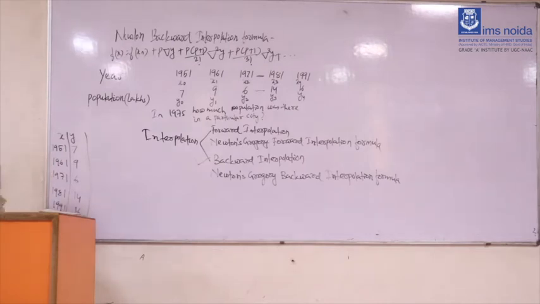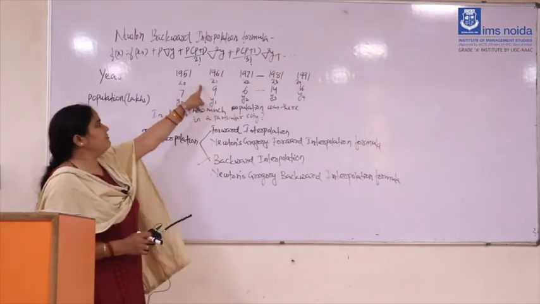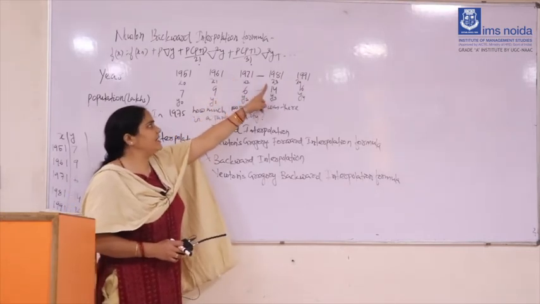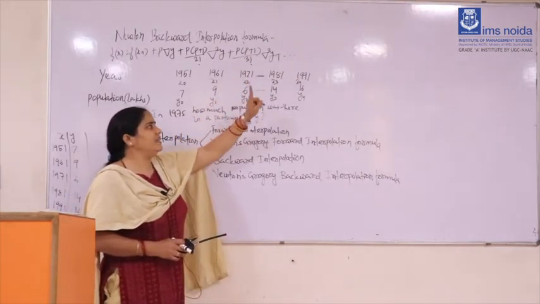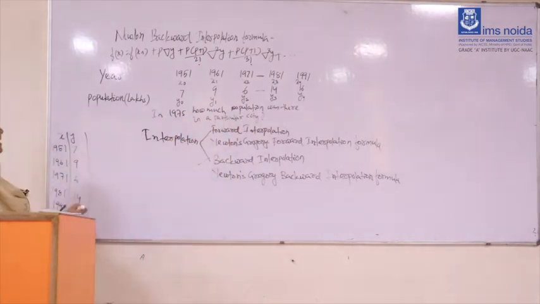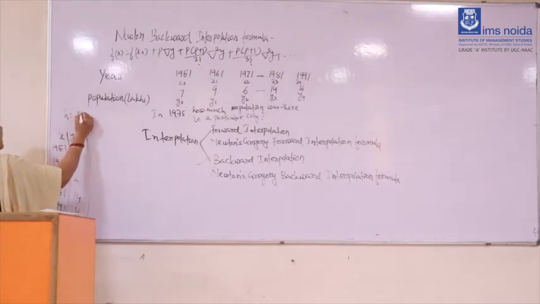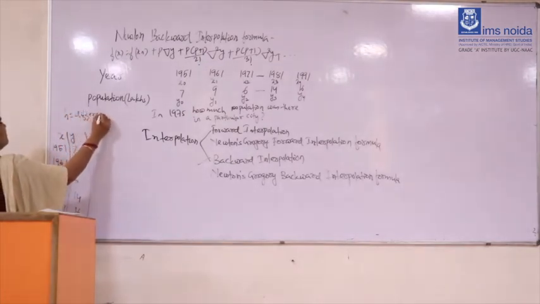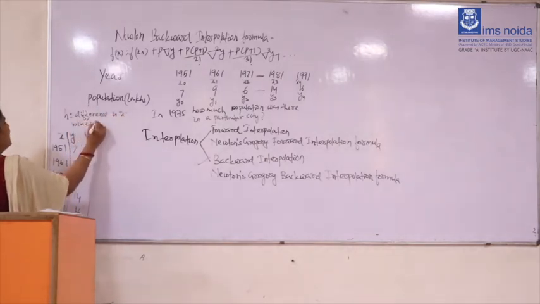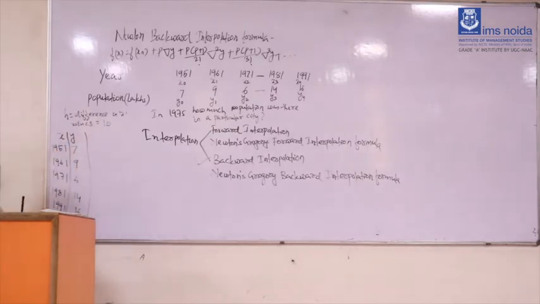The next step: find x1 minus x0. What is the difference between them? That is 10. x2 minus x1, the difference is 10. x3 minus x2 is 10. x4 minus x3 is 10. So h is the difference in x values, equal to 10. Clearly, h is the interval of the given x data, and the corresponding y values are given.